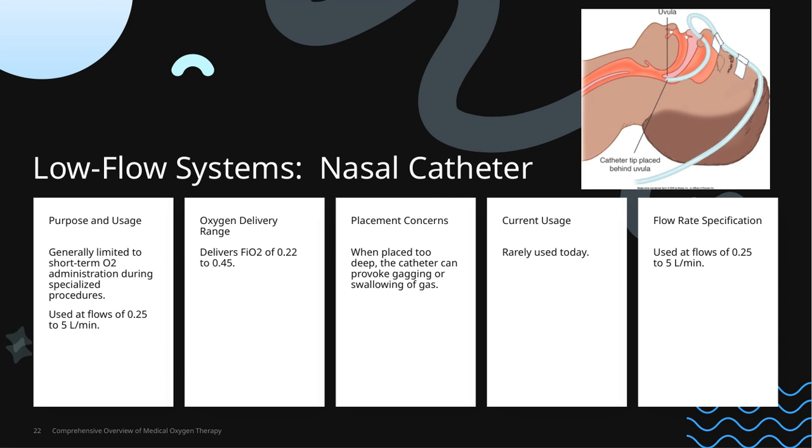That means the oxygen concentration delivered can vary quite a bit, depending on the flow rate and the patient's breathing pattern. As for their purpose, nasal catheters are generally used for short-term oxygen therapy, especially during specific procedures where a precise or higher concentration isn't necessary. They're suitable for flows within that 0.25 to 5 liters per minute range, making them useful in certain clinical situations, but limited in their application compared to other delivery systems.